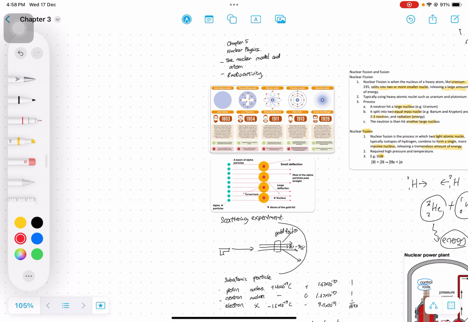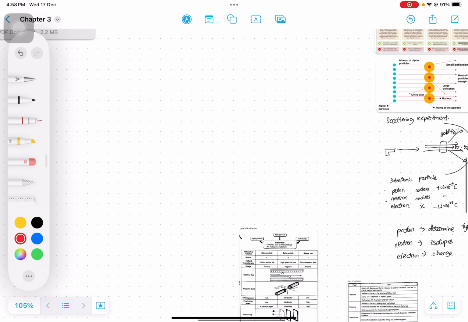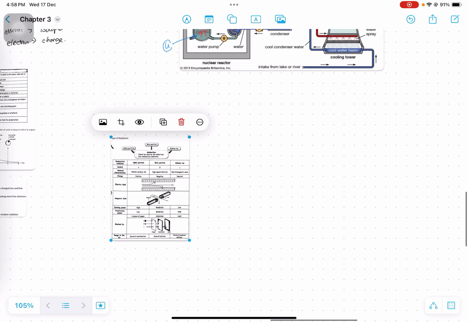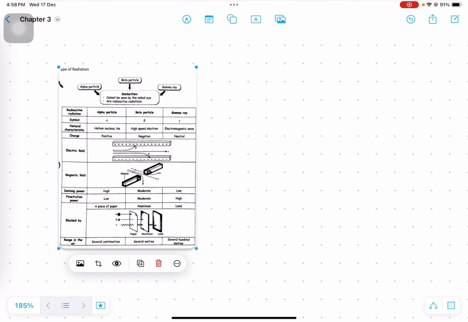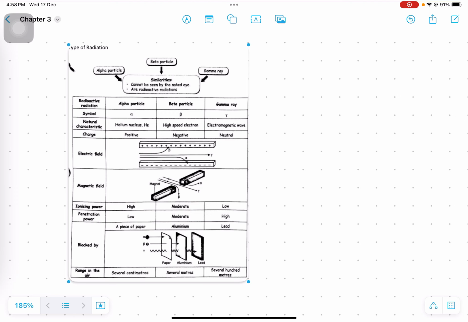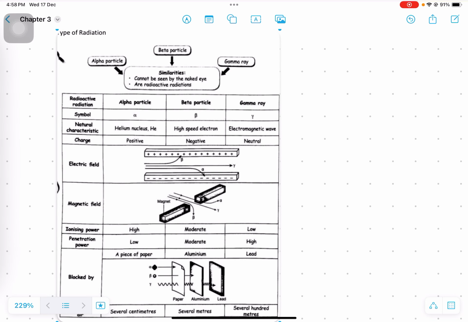Okay, let's continue to the other part, radioactivity. So before radioactivity, the energy released that we discovered just now from nuclear fission, all this process, we actually split into 3 types: alpha particle, beta particle, and gamma ray. Gamma is not actually a particle, it's just a wave of energy. So we need to understand what's the difference between them.